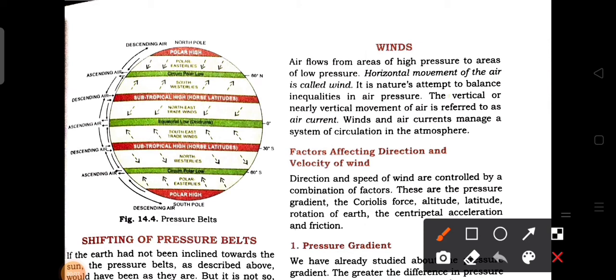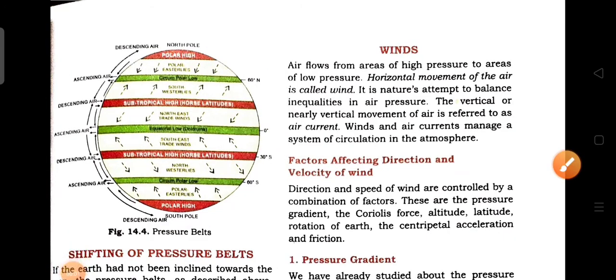In this part, we will discuss the world pressure belts. Here is the equatorial low pressure belt, and these are the two subtropical high pressure belts, in the north and south hemispheres. Next comes the circumpolar low pressure belt in the northern hemisphere and in the southern hemisphere, and at last the polar high pressure belts in the north and south hemispheres.